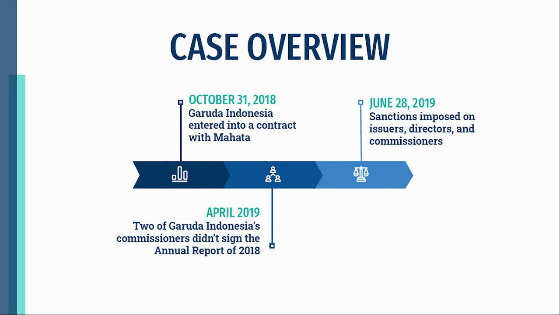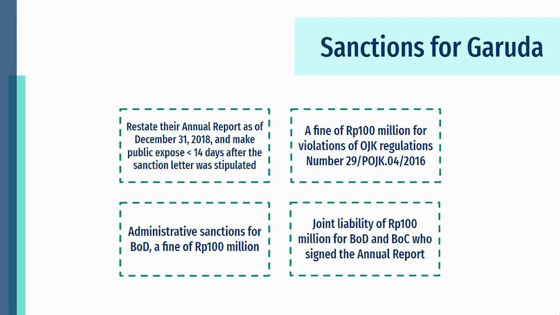They considered the financial statement of 2018 is not in accordance with the Statement of Financial Accounting Standard or PSAK. This is a violation of regulation from Otoritas Jasa Keuangan or OJK. And then on June 28, 2019, Garuda Indonesia was ordered to restate their annual report as of December 31st, 2018 and make a public expose no later than 14 days after the sanction letter was stipulated.